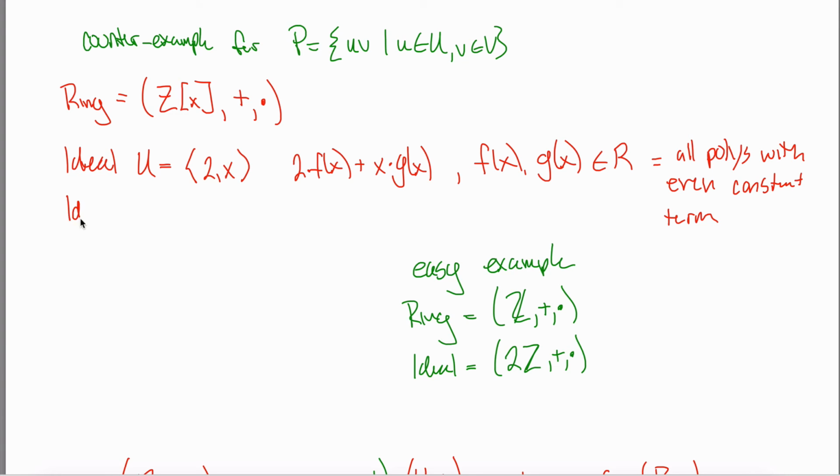What about my ideal v? Well, it's going to be very similar, except I'm going to generate it with a 3 and an x. So this will end up being all polynomials by the same logic, with a constant term divisible by 3.